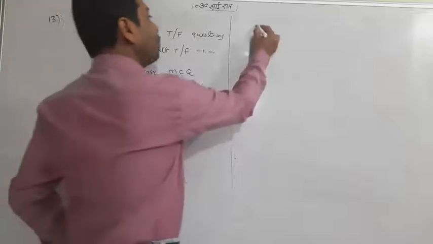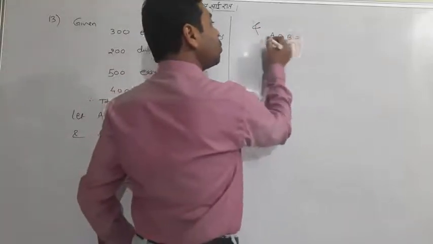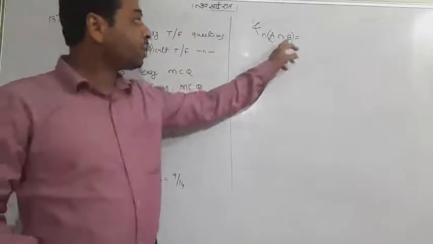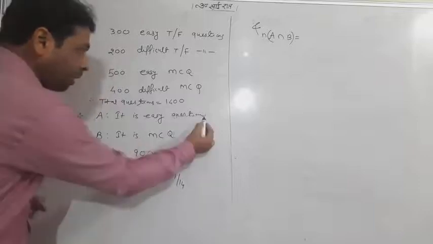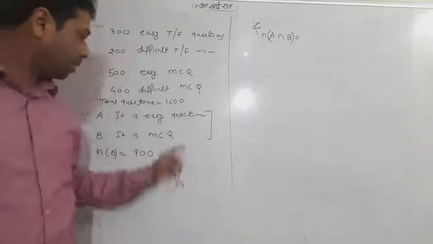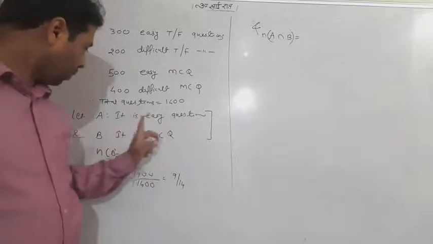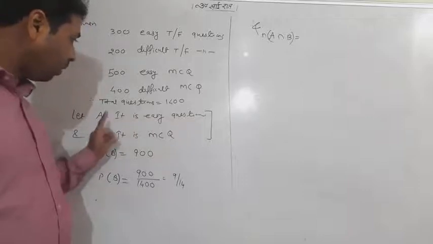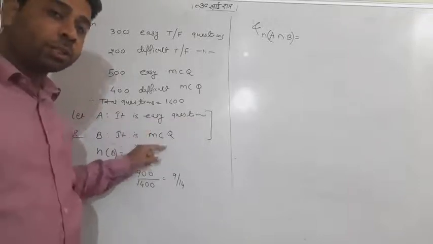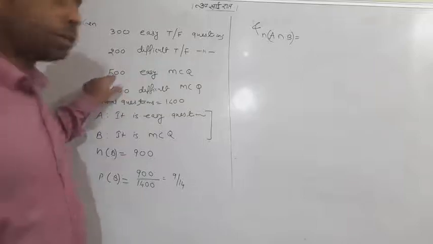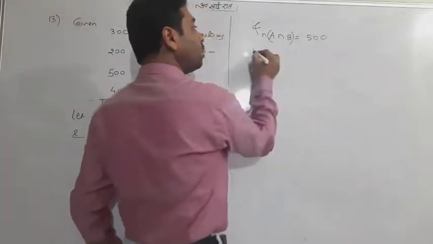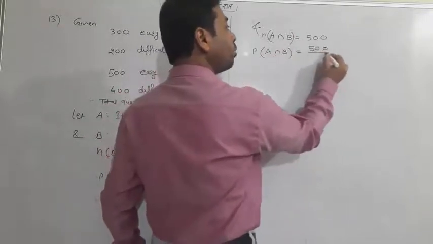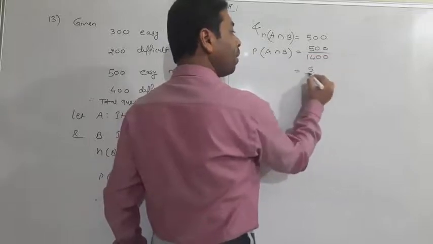P of B. Now, we'll find A intersection B. Not in set, but simply in numbers. And A intersection B, what is its meaning? We have to find their intersection. So, can you combine the sentence? A is called easy question. B is called MCQ. So A intersection B means easy MCQ. So easy MCQ is equal to 500. What about its probability? You know, N of this upon N of S, 500 upon 1400. So we have the answer 5 by 14.